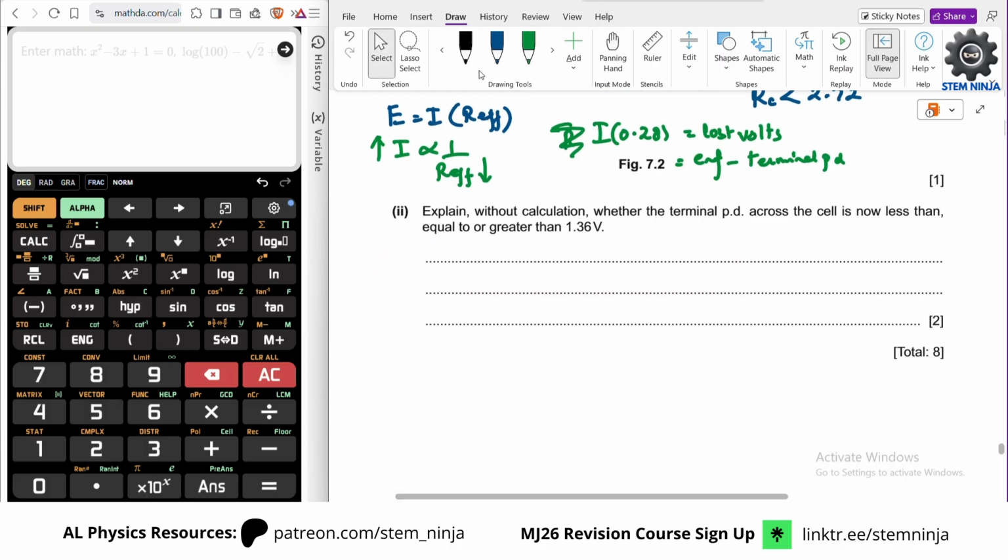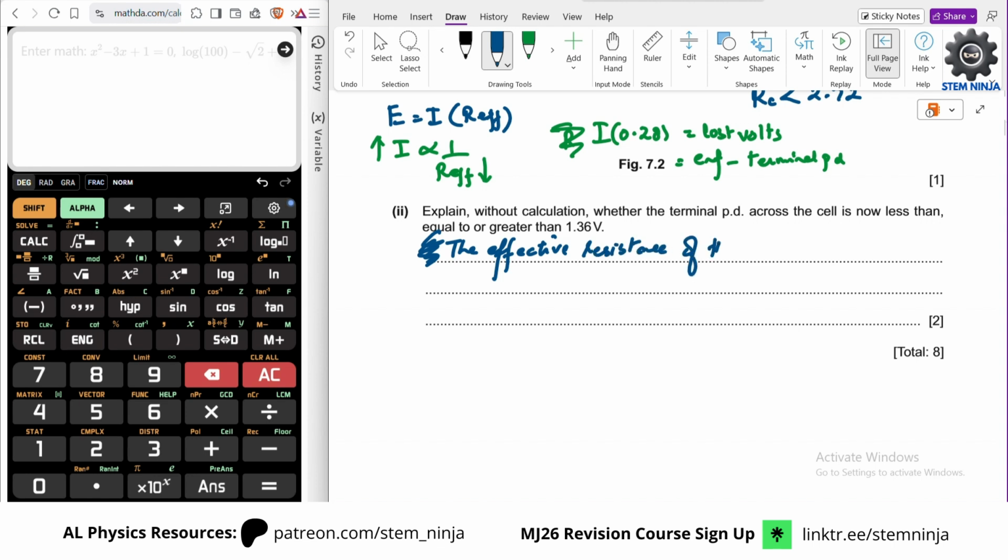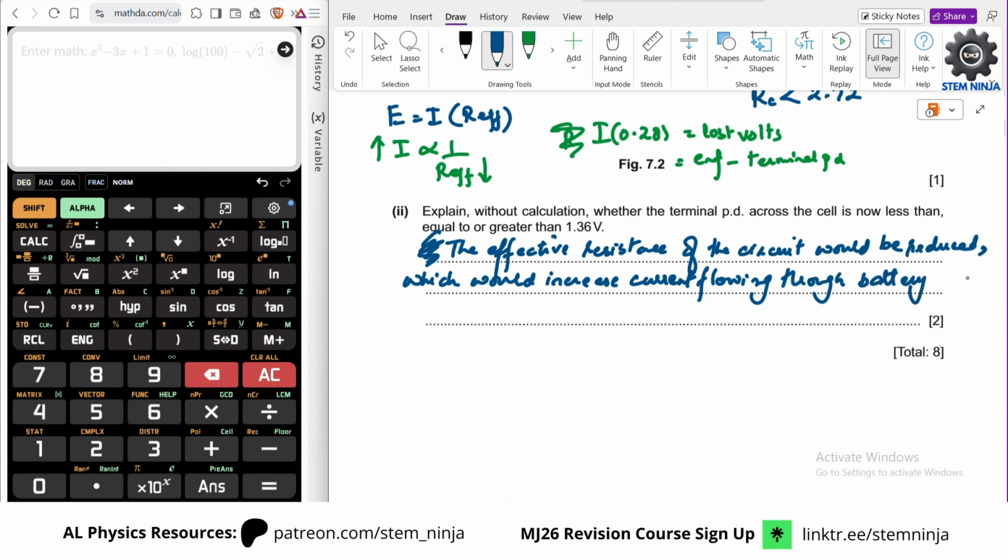So this is what we have to write about. The effective resistance of the circuit would be reduced, which would increase the current flowing through the battery, as EMF is the same as before.